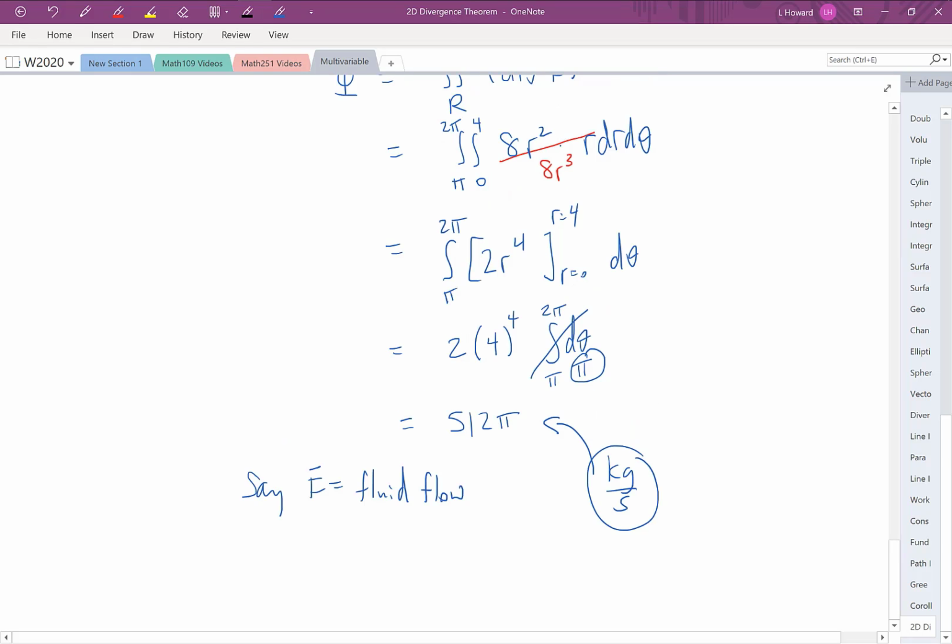So we practiced the 2D divergence theorem, and therefore we now know how to calculate two-dimensional flux.